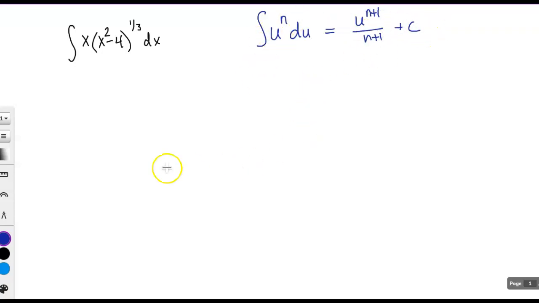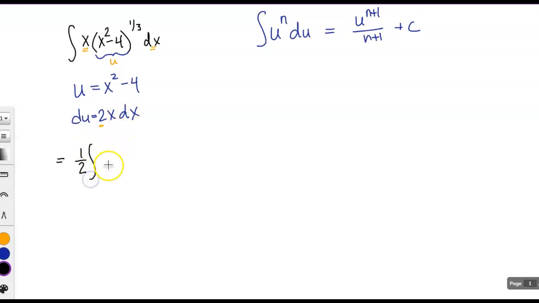So if that's the pattern that I'm trying to recreate, then this would be my u value. So I could say that u is x squared minus 4, and then du would be 2x dx. And if I go back to my original and I say, okay, this was u, and then du is only x dx, well, my du is 2 times too big. So I have to rewrite the original integral in terms of u's. I have to multiply it by a half. So it would be 1/2 u to the 1/3 du.